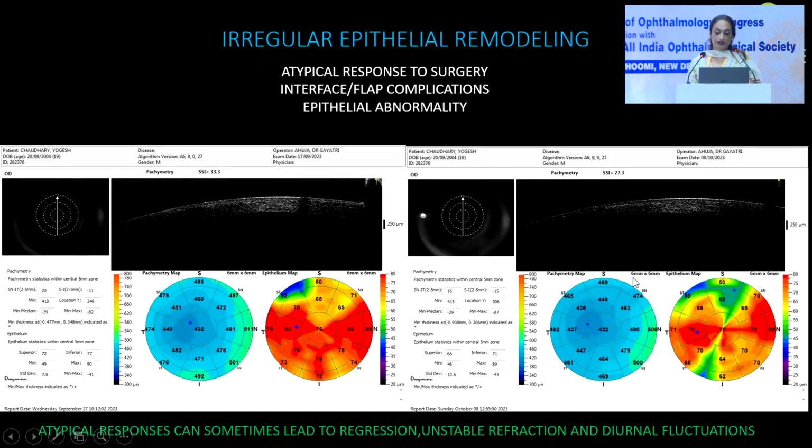Irregular epithelial remodeling can sometimes be seen as an atypical response to surgery, due to some interface or flap complications or due to epithelial abnormality. And these atypical responses can sometimes lead to regression, unstable refraction, and diurnal fluctuations in the vision.